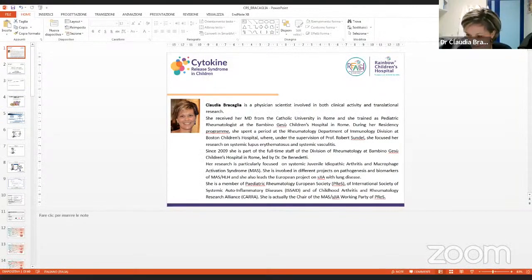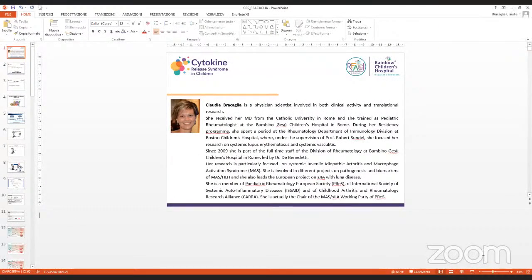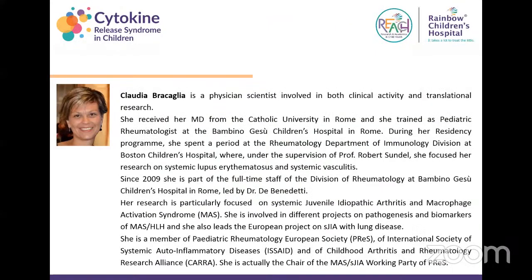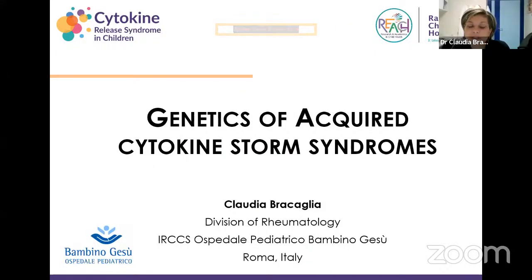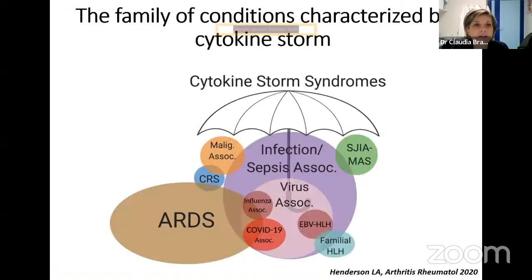Thank you very much for your kind presentation. I'm going to talk about the genetics of acquired cytokine storm syndrome today. The family of cytokine storm syndrome is quite huge. Under the umbrella of cytokine storm syndrome, there are different conditions that present similar clinical manifestations and laboratory features, but with completely different triggers.